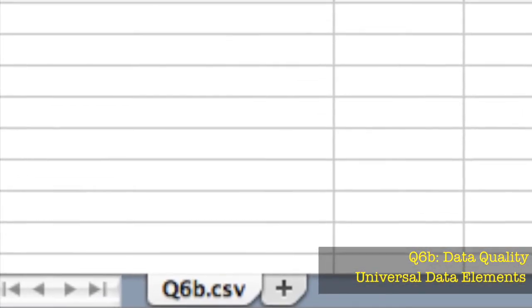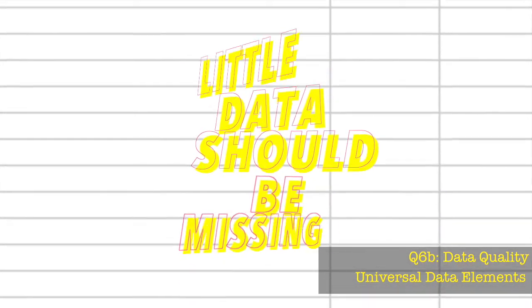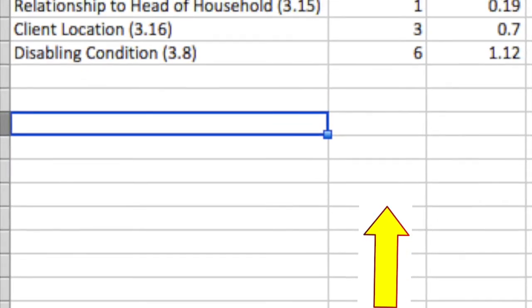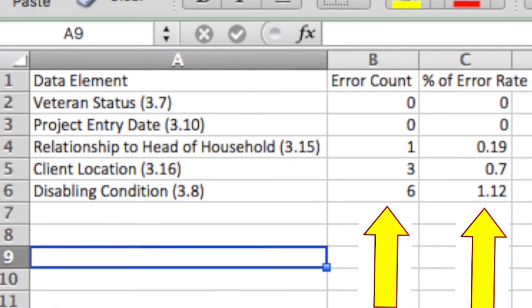Question 6B is data quality universal data elements. These are those data elements that must be present, so as little data should be missing as possible. You can see both the error count in the first column and the percent of error rate. Keep these as close to 0 as you can.